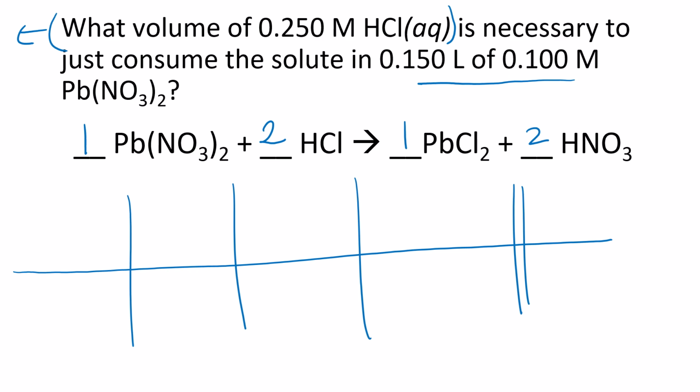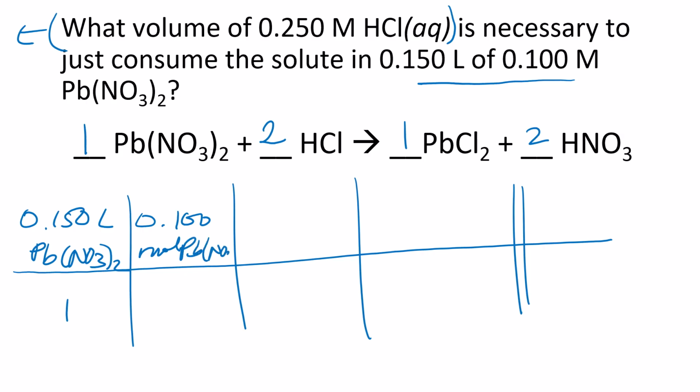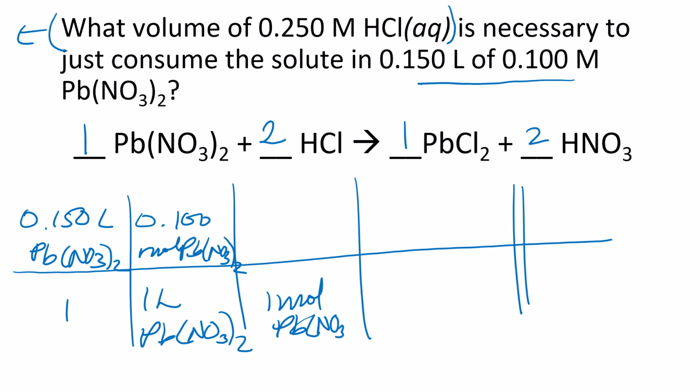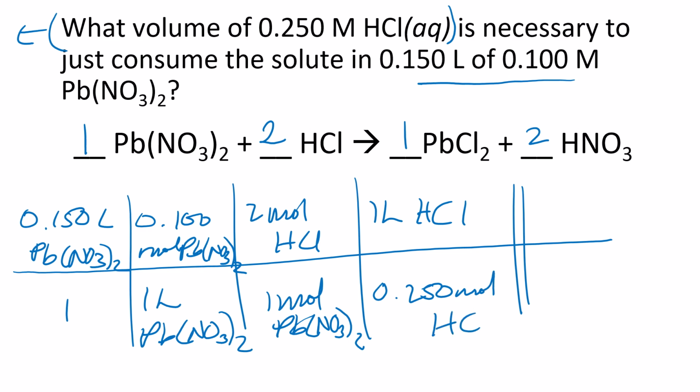This is my unknown. So 0.150 liters of lead-2 nitrate over 1, 0.100 moles of lead-2 nitrate over 1 liter of lead-2 nitrate. Let's see, 1 mole of lead-2 nitrate for my mole-to-mole ratio. Then on the top will be 2 moles of HCl, 1 liter of HCl on the top, 0.250 moles of HCl on the bottom.